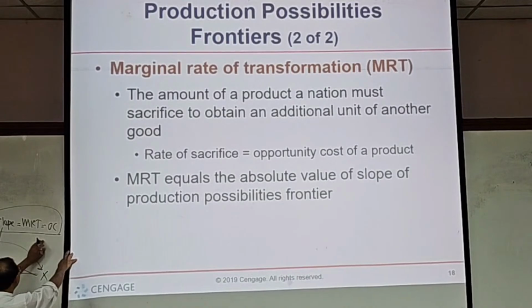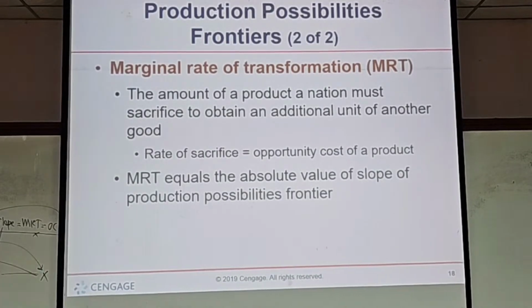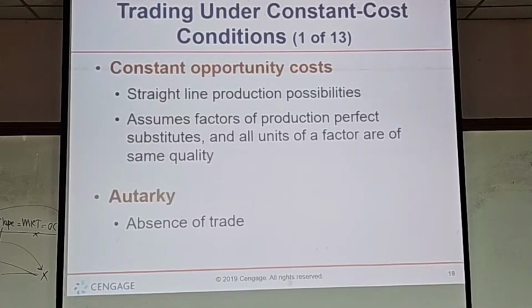We look at opportunity cost in this picture. The MRT, the production possibilities frontier, is a straight line with constant cost. We see here perfect substitutes, where all units of the factor are the same.